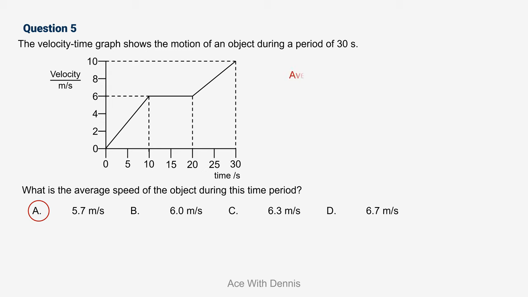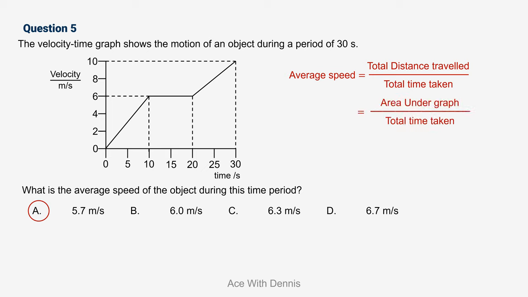So, to calculate the average speed, there is a formula which is the total distance traveled divided by the total time taken. For a velocity time graph, the total distance traveled is the area under the graph. So average speed becomes area under graph divided by the total time taken. The first thing we need to do for this question is find the area under the graph from this velocity time graph.